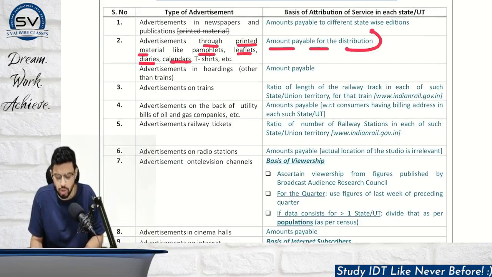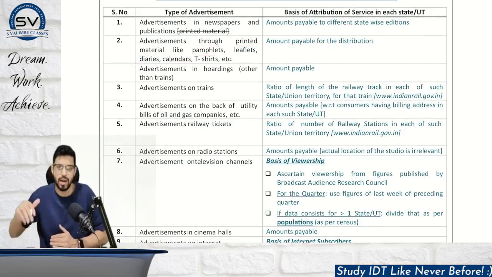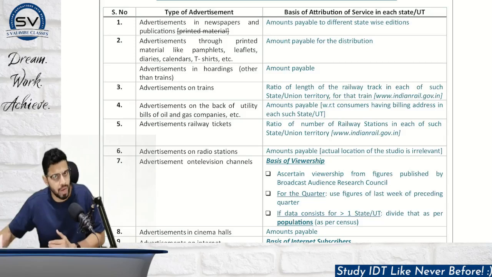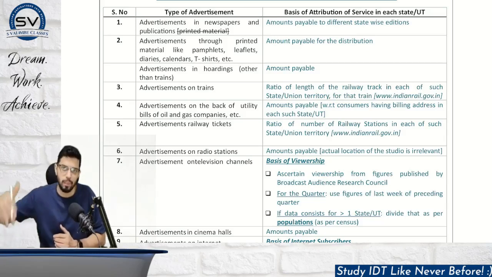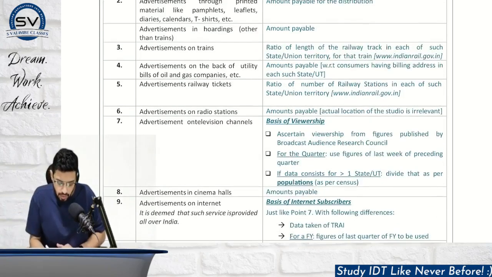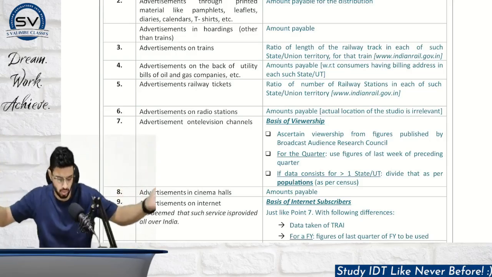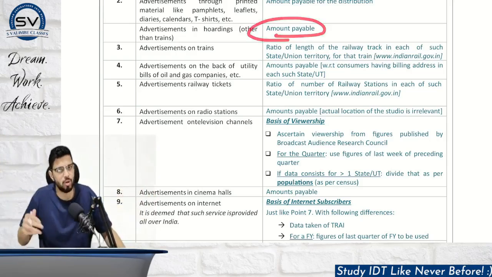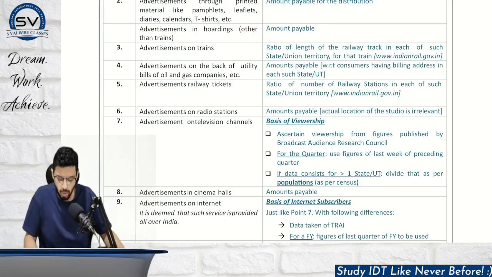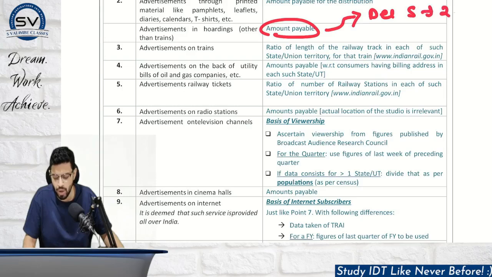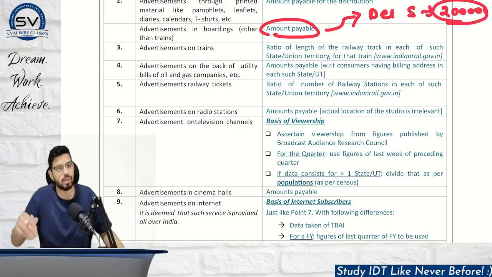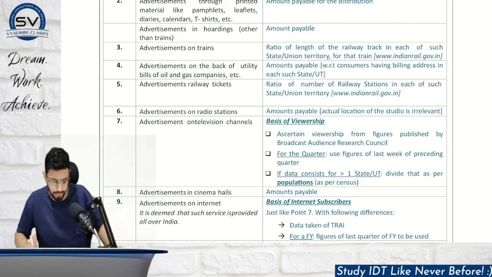Next, advertisement through printed material like pamphlets, leaflets, diaries, calendars. Here also you have to focus on amount payable for distribution. So let's say 2 lakh rupees is being paid for distribution in Delhi. So for 2 lakh place of supply will be in Delhi. Advertisement in hoardings other than trains, because trains we are covering separately. The big hoardings you must be seeing every day, right? Those hoardings, again, you have to distribute on the basis of amount payable. This amount payable will be clearly given that for Delhi state, we want 5 hoardings, we are paying 2 lakh rupees. So for 2 lakh, the place of supply will be Delhi.